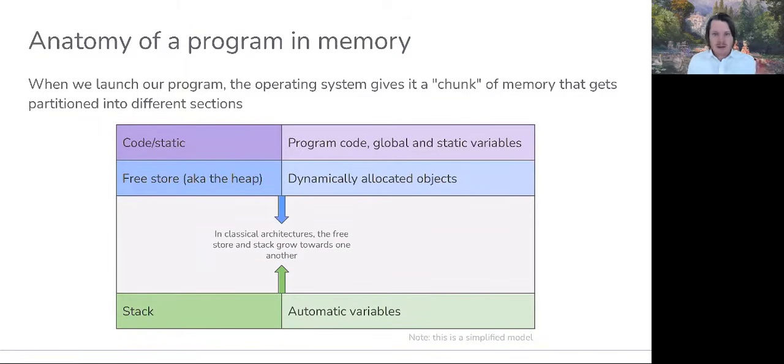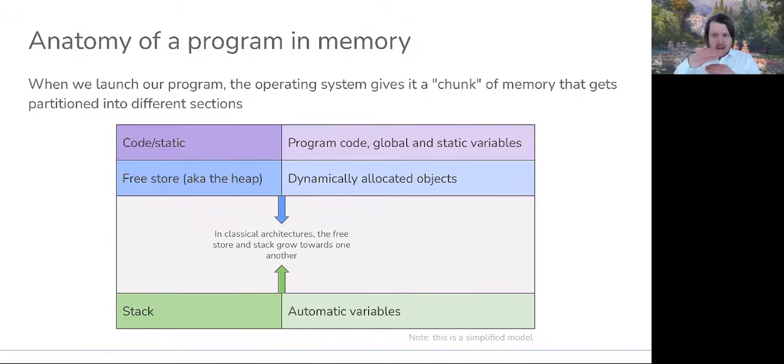So let's think about this. Our program has a set of instructions. There's the program code. Well, that has to be stored somewhere. Where is that going to be stored? Well, there's going to be a region of the memory that's been allocated to our program that we'll call the code/static region. This is where our program code is going to reside, as well as any global or static variables.